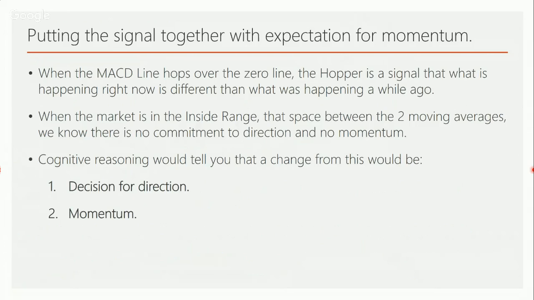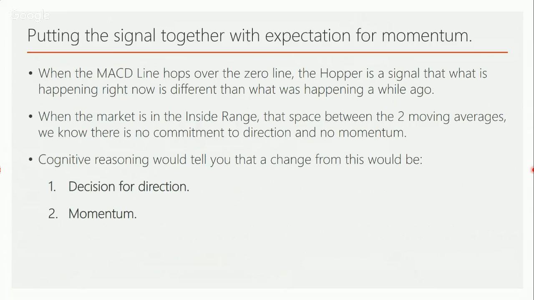When the MACD line hops over the zero line, making a hopper, that hopper is a signal that what is happening right now is different than what was happening a while ago. When the market's in the inside range pattern, that space between two moving averages, we know there's no commitment to direction and no momentum. So cognitive reasoning would tell you that there's a change. The change from this would be decision for direction and momentum. In between the lines, no decision for direction, no momentum. Cross out of those lines, now we're on one side of both moving averages. The market has made a decision for direction, and the hopper confirms that, hey, there's a change happening right now.